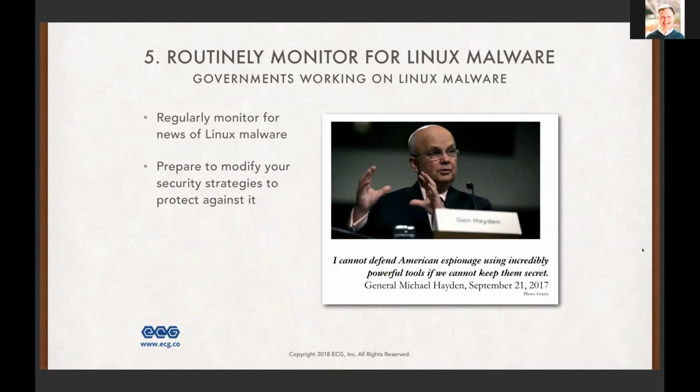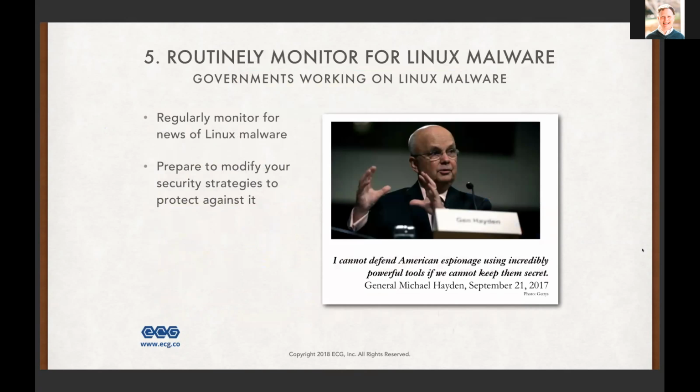The U.S. government, and apparently others, are working on malware to affect Linux systems because they know this is how you would cause the greatest damage. As General Hayden pointed out, though, he's not comfortable with the idea of the U.S. federal government developing this malware and then letting it leak, because that's what happened. That's basically how NotPetya and WannaCry came to be. They were leaked versions of vulnerabilities that had been developed by the U.S.